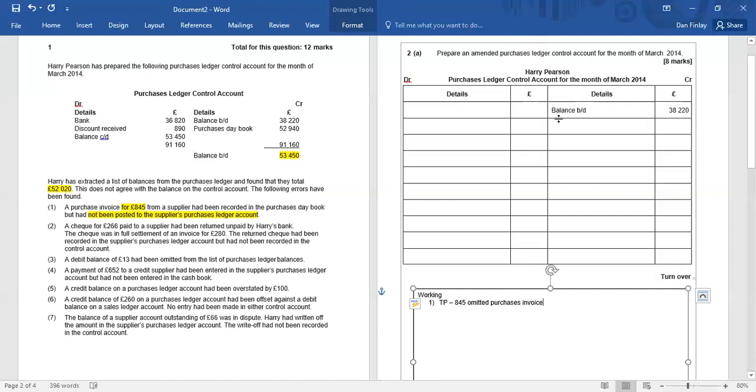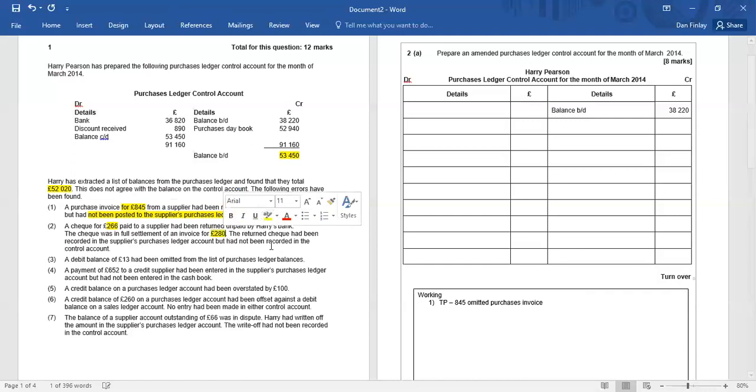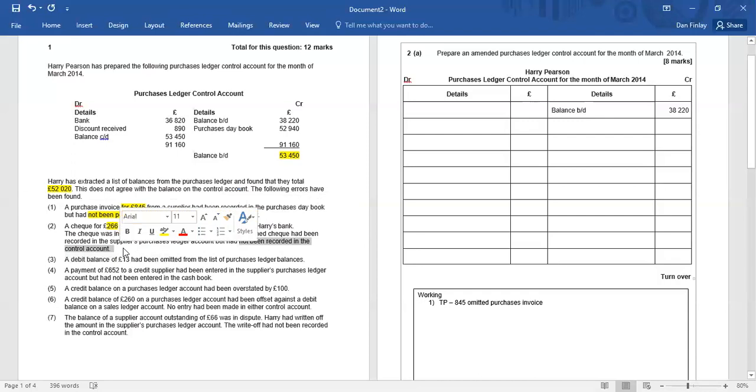So if we just take a quick look at part A, actually I should have mentioned we're doing a control account where the balance b/d is the same as this balance b/d. So some of these figures might change. A cheque for £266 paid to a supplier had been returned unpaid to Harry's bank. The cheque was in full settlement for an invoice of £280. So that means there's been some discount. The returned cheque has been recorded in the supplier's purchase ledger account, but has not been recorded in the control account. So it's already been taken care of in the 52,000, so that one won't change, whereas this will change.